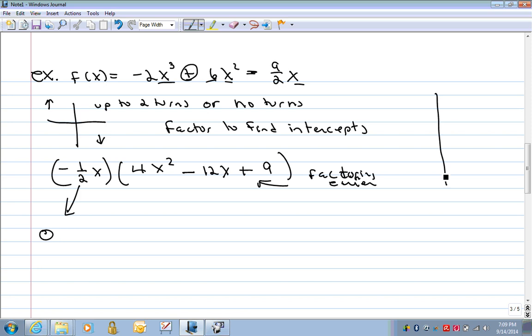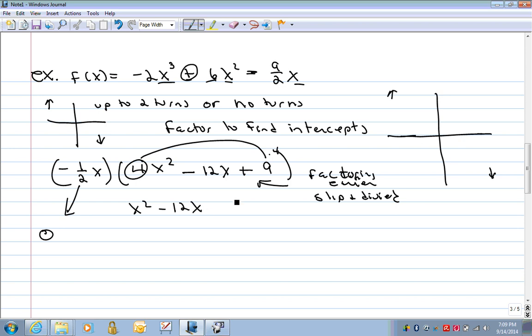In a minute we're going to go ahead and graph our function, which we already know has to go down on the right and up on the left. All right, now let's see if we can go ahead and factor this. We're going to use our slip and divide method because we have a coefficient. So I'm going to take that 4, slip it over here and say times 4, and that would give me x squared minus 12x plus 36.